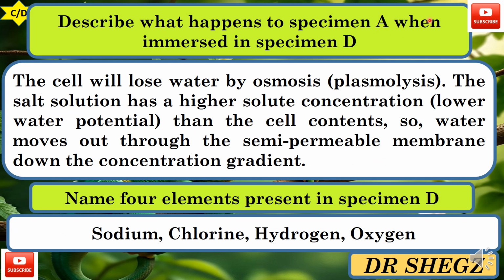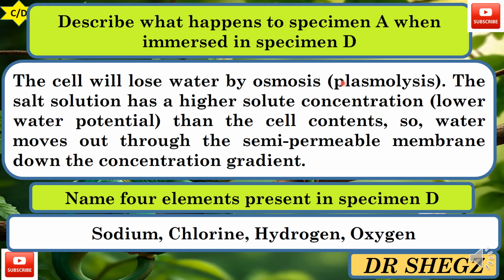Describe what happens to specimen A when immersed in specimen D. So we have to describe the result we just got from that experiment. Now, the cell will lose water by osmosis, which is plasmolysis. The salt solution has a higher solute concentration than the cell content. So water moves out through the semi-permeable membrane down the concentration gradient.